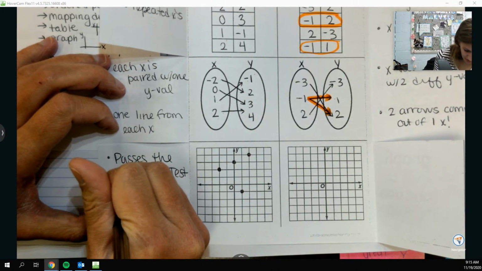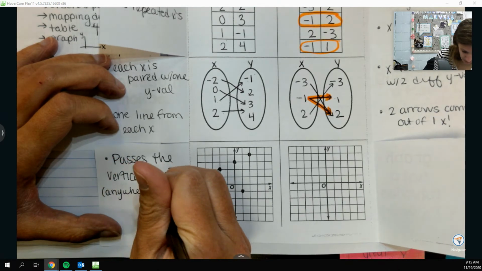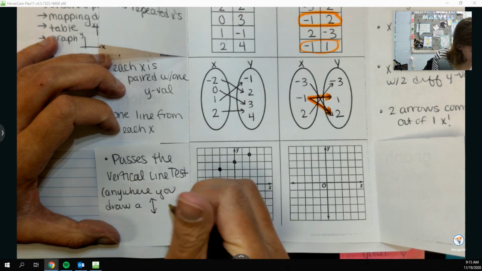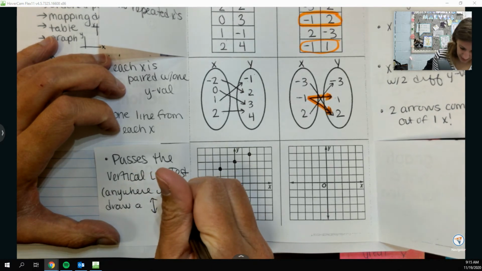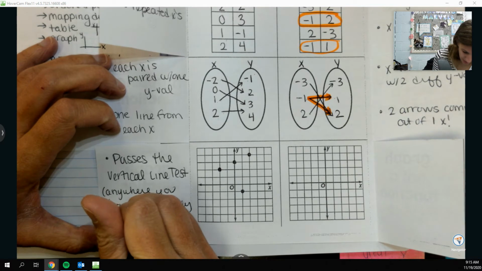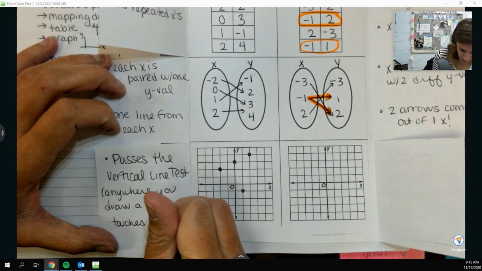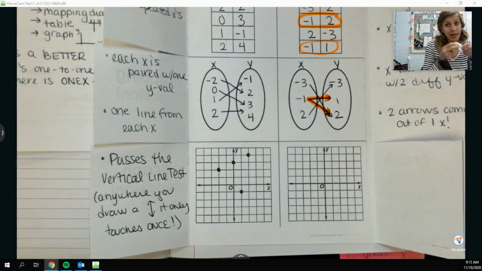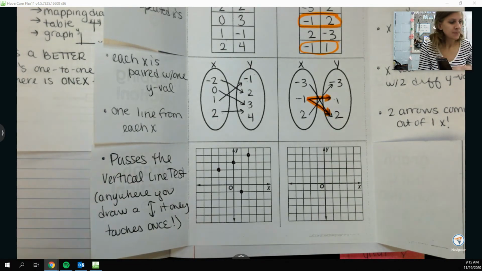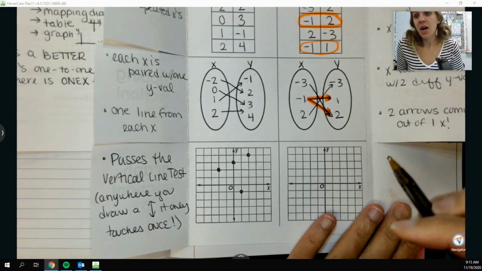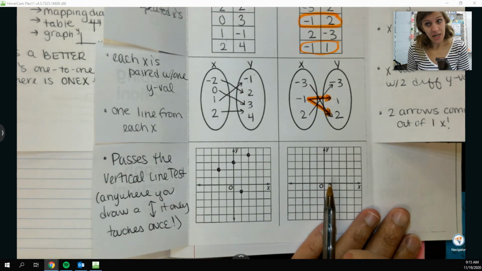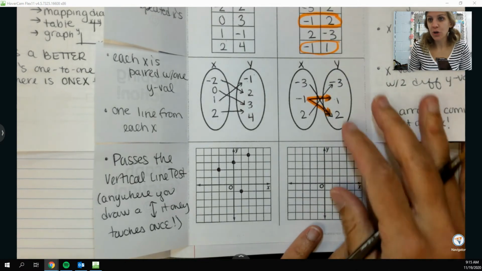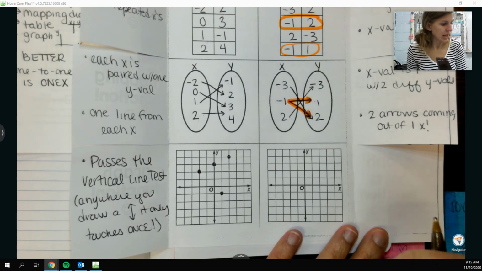Which again, anywhere you draw a vertical line, it only touches once. Like your graph only touches once. Now my graph here is just ordered pairs, but it only touches once. Now this one is not a function, so I already know it's going to not be a function, but when we plot these points, I'll show you how it fails the vertical line test.